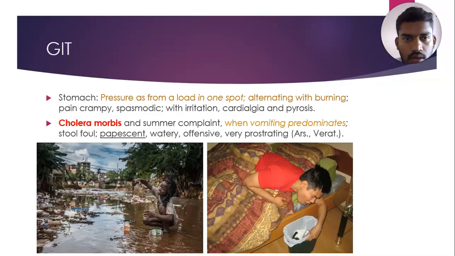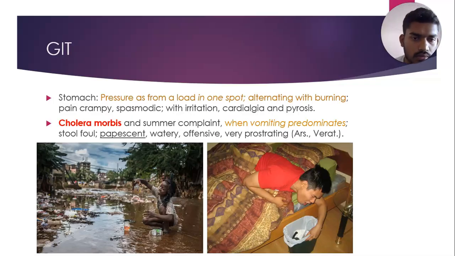In stomach, you have pressure as from a rod in one spot. In one spot there is a huge amount of pressure that is experienced by the patient, which alternates with burning. Pain, crampy, spasmodic with irritation, cardialgia and pyrosis. So all these things are there. Main thing is that he has abdominal colic. There is a sensation of pressure in one particular spot, that alternates with burning.